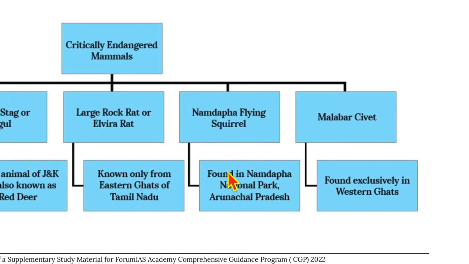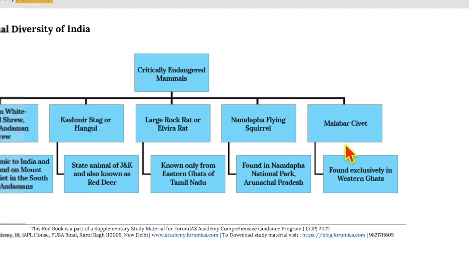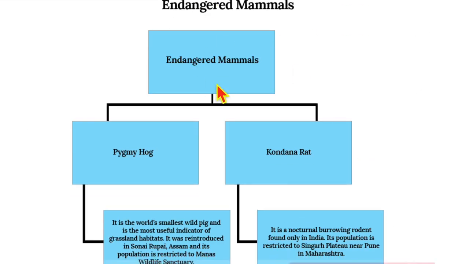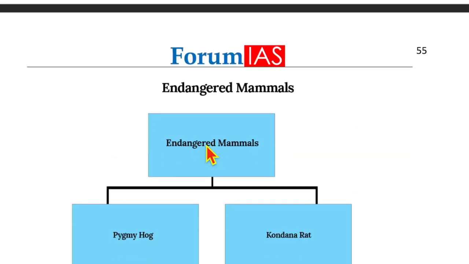Now, Namdapha flying squirrels are found in Namdapha National Park, Arunachal Pradesh. Malabar civet is found exclusively in the Western Ghats. These were the critically endangered mammals. Now we have the endangered mammals.